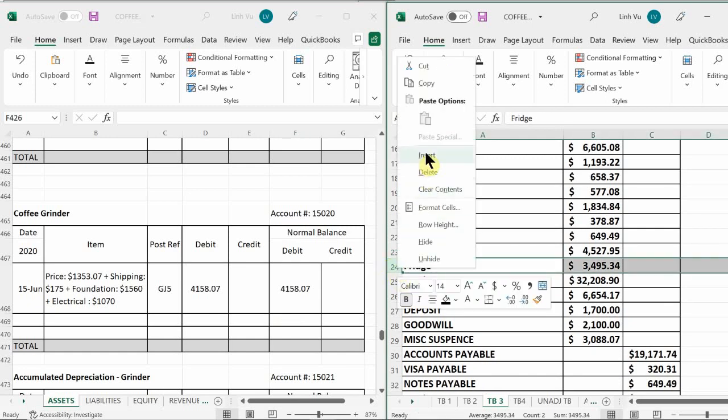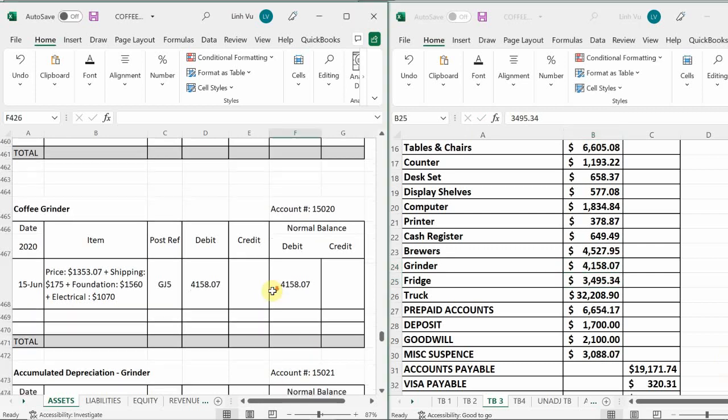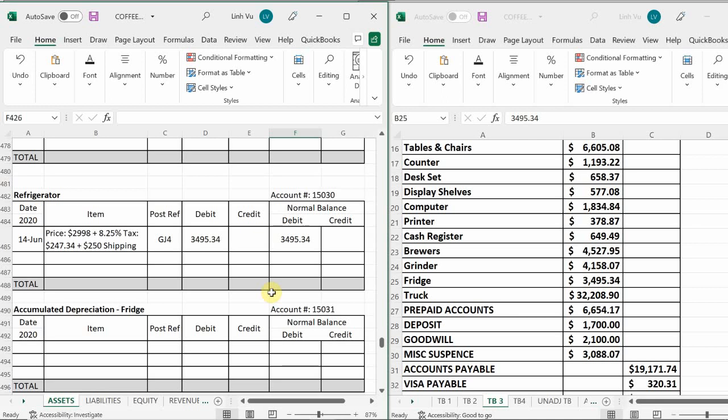Okay, so in this case, I have to insert it right above the refrigerator. So we have the coffee grinder. How much is my coffee grinder right now? 4158.7 cents. Good. What about my refrigerator? We don't have it. Fridge? Oh, fridge. Okay. It's 34. It stays the same.